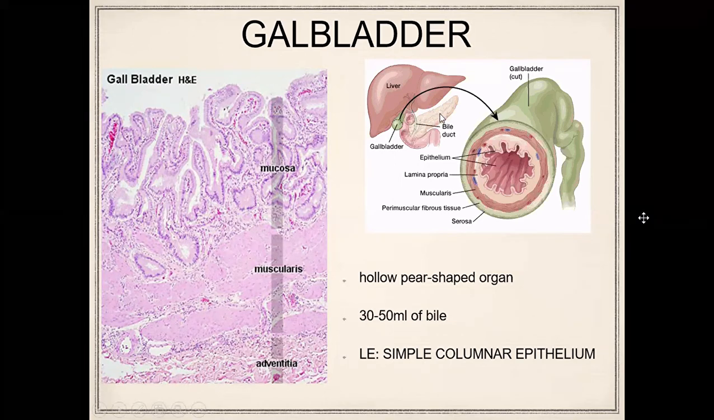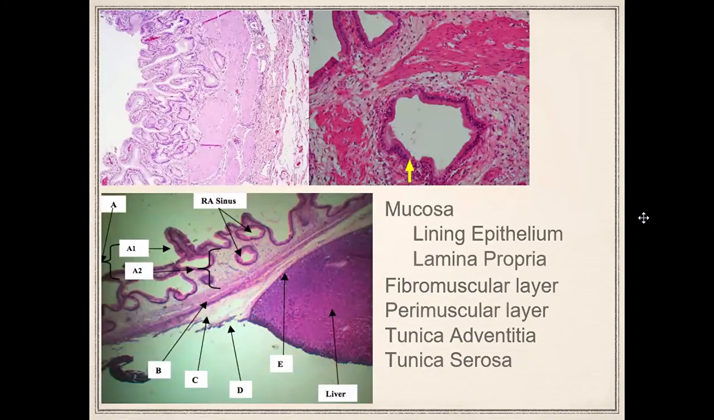This is your pancreas. Now, this is the gallbladder. You have your mucosa here. You do not have the muscularis here. You have lining epithelium, lamina propria, next are the fibromuscular layer, and then the perimuscular layer, tunica adventitia, and tunica serosa.